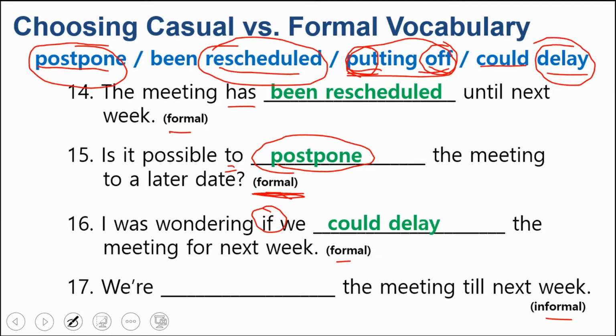So number 17 is informal. We're putting off the meeting till next week or until next week. It doesn't matter. We're putting off the meeting till next week. That is the least formal.